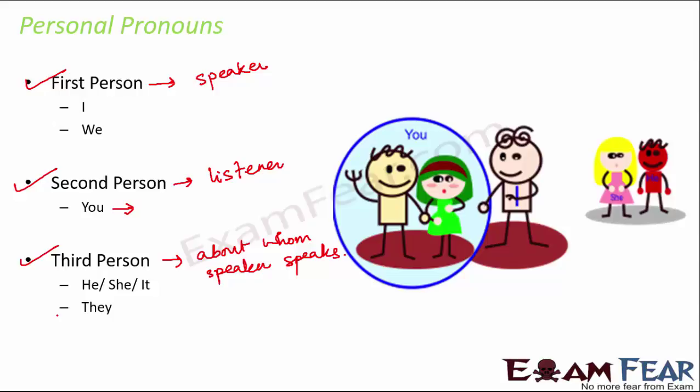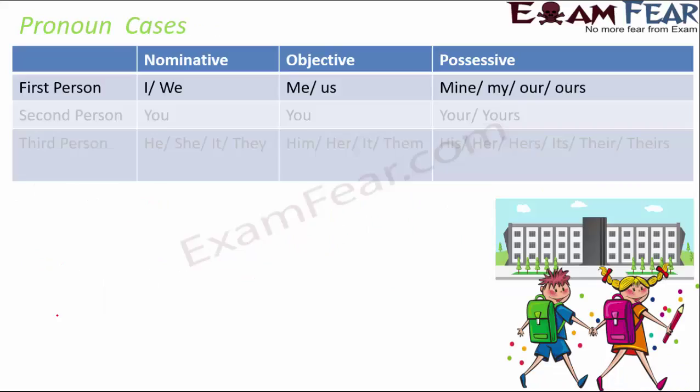Right? So these are the three categories. Now, when we use these personal pronouns in sentences, they generally occur in one of these cases. There are three pronoun cases which are normally seen, that is nominative, objective, and possessive case. So what do we mean by nominative case? When a pronoun is used as the subject in a sentence, we say that it is a nominative case. So the pronoun has to be the subject.